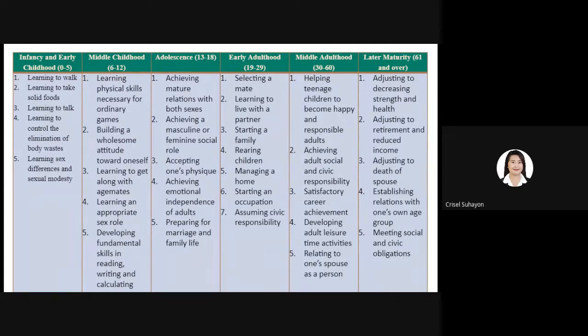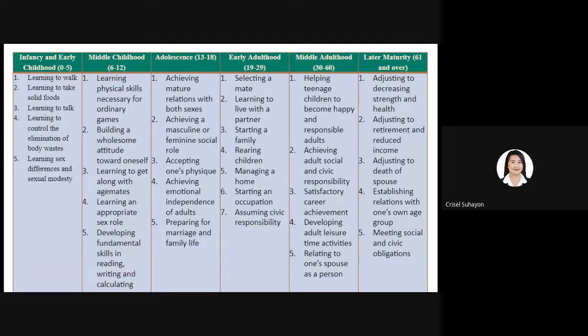I think at around 25, when you get married, 25 years old or 28 or 27 years old. So after marriage: starting a family, rearing children, managing a home, starting an occupation, and assuming civic responsibility. So that is expected of your age. But since your age is just starting early adulthood, you're not expected to perform all of this. But most likely you're still in the adolescence developmental tasks. You're just starting. You're in the transition stage.